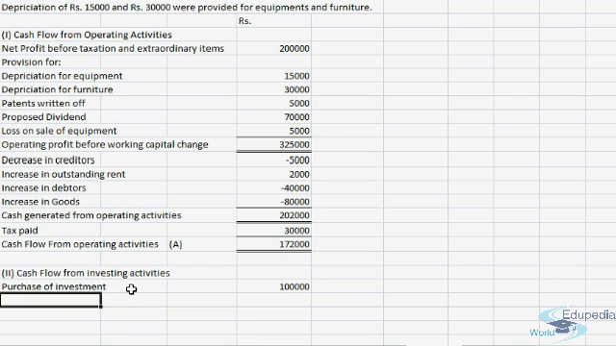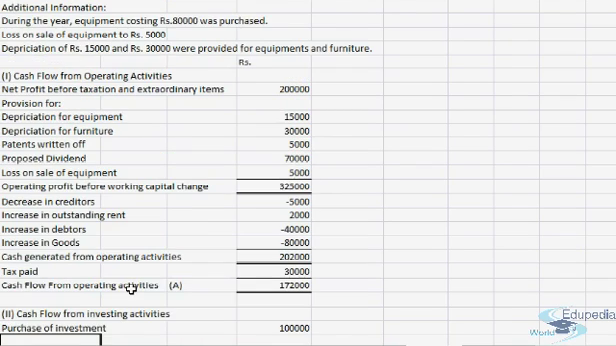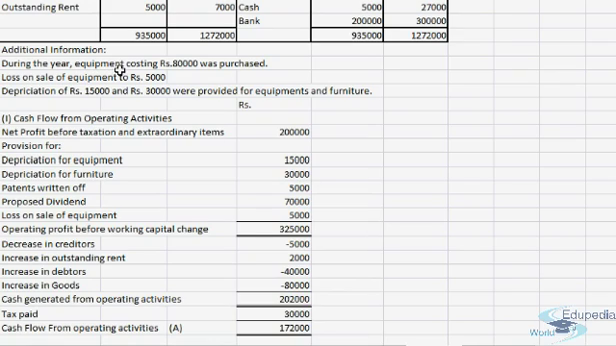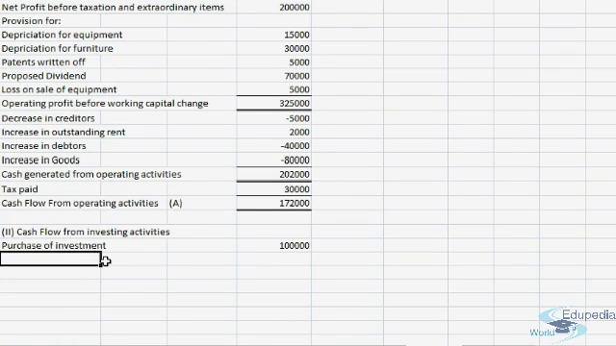Okay. For purchase of new equipment, we have to find out. It has been given that equipment costing 80,000 was purchased, so we can write purchase of equipment, which is 80,000.